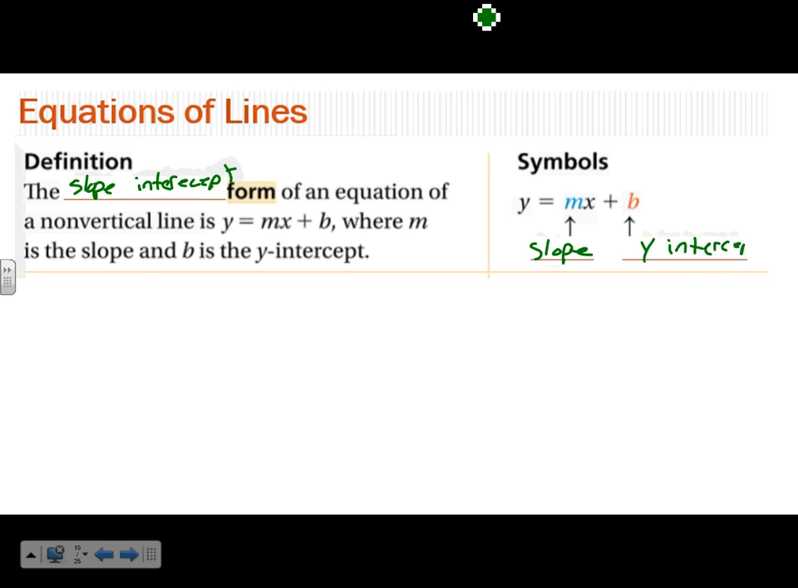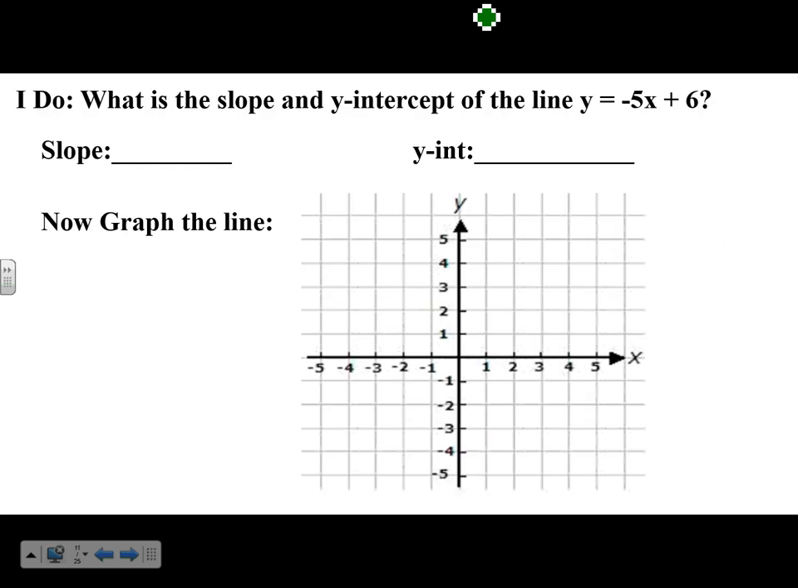This is the one we use the most in Algebra 1, and in Algebra 2 for that matter. So what's the slope and the y-intercept? y is equal to -5x plus 6. This is something you have to get correct. This is the easiest thing. The slope is -5. The hardest part about that, make sure you don't include the x. The x does not go with the slope. The x is something different. Then the y-intercept is the 6.